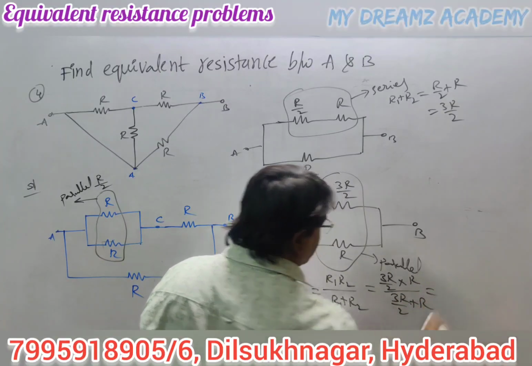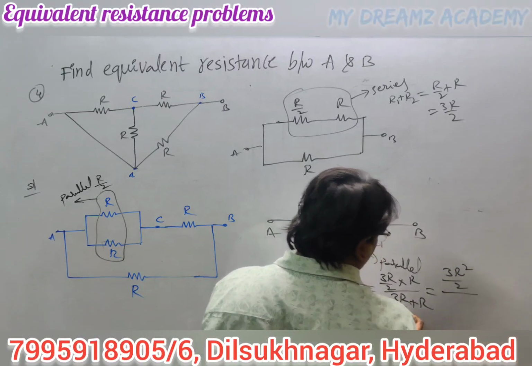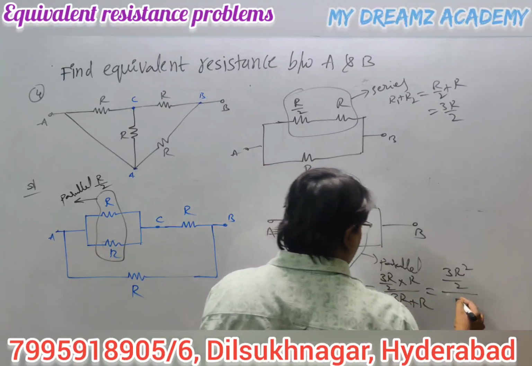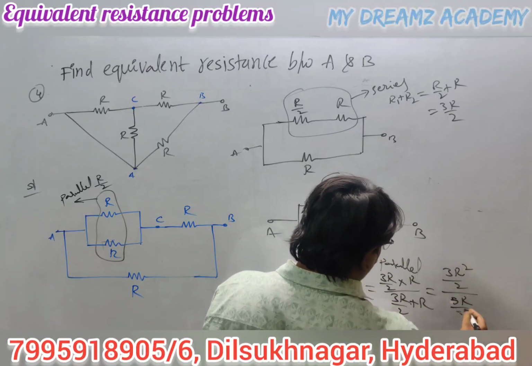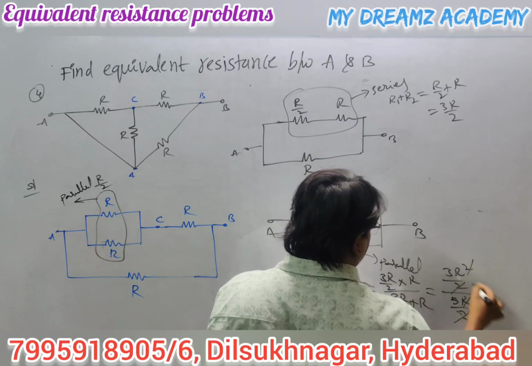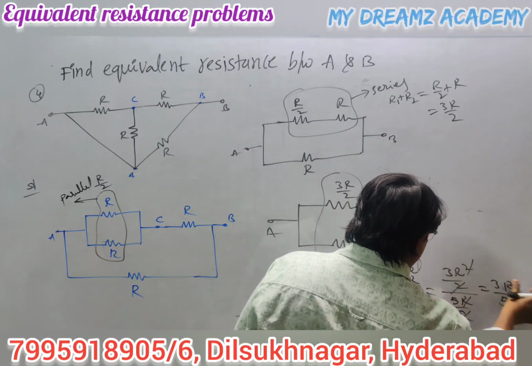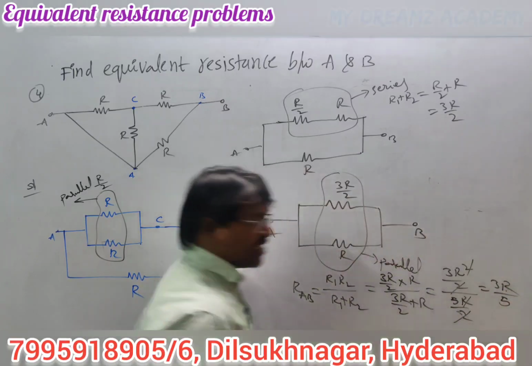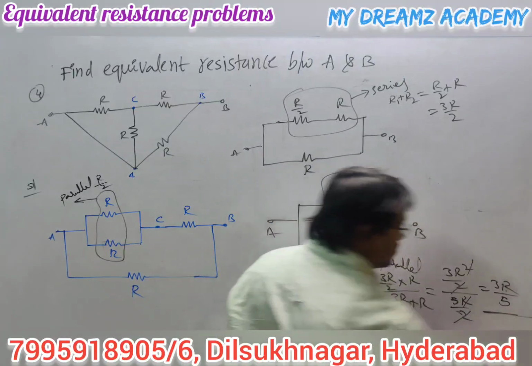How much we'll get? Okay, 3R square by 2 by, so 2 plus 3, 5R by 2. Okay, so R cancel, 3R by 5, that is the answer. 3R by 5, this is the resultant resistance, the equivalent resistance between A and B terminals.